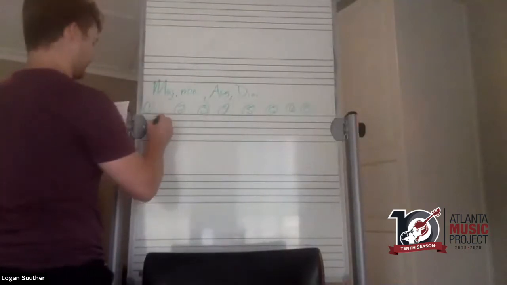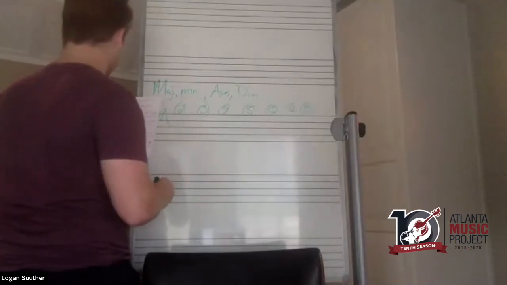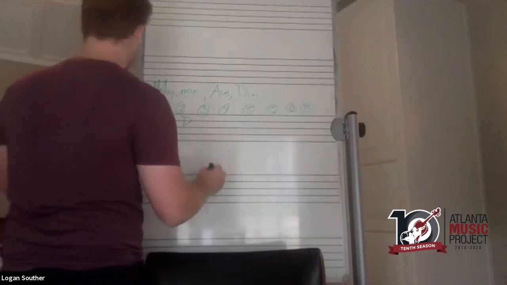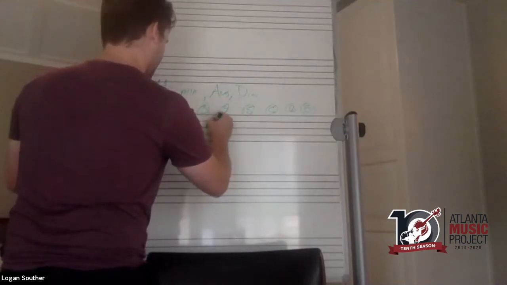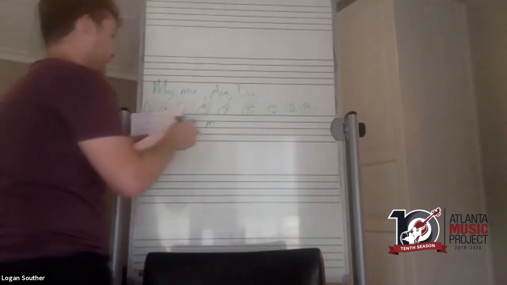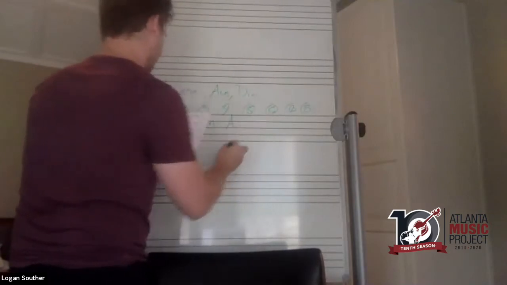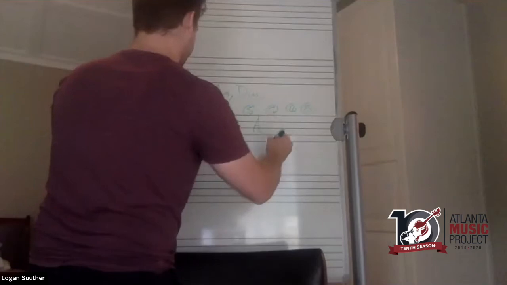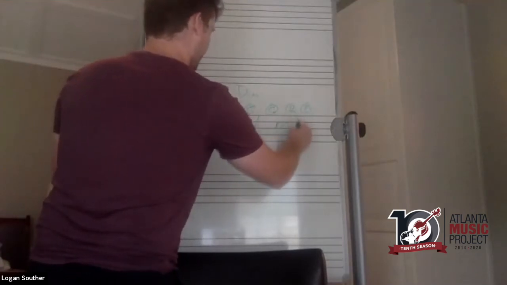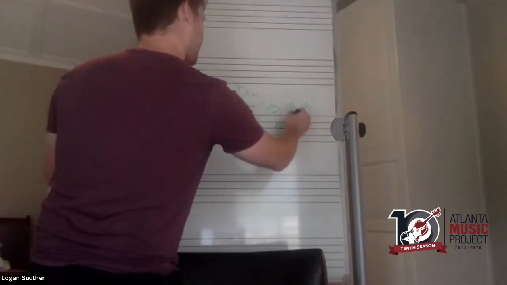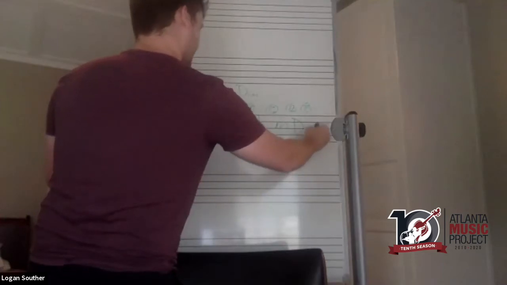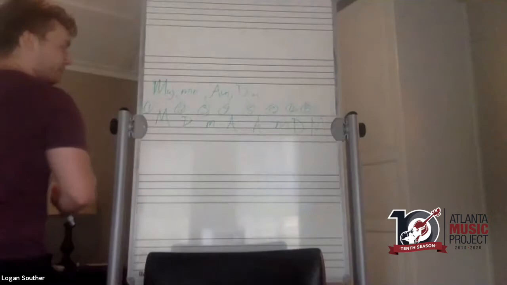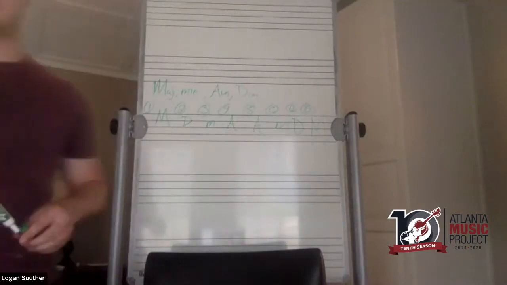So number 1 was major, that's a capital M. Number 2 was diminished. Number 3 is a lowercase m for minor. Number 4, augmented. 5 was augmented. 6, lowercase m, it was minor. 7 was diminished. And 8 was major. All right, how are we doing so far?